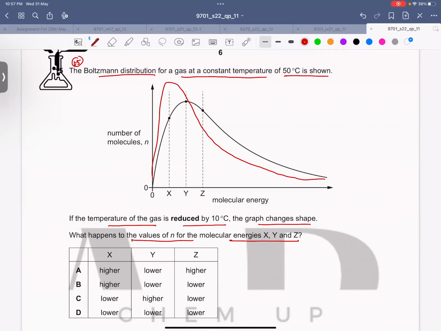At X, it would be higher. So C and D are eliminated. Actually, at Y, it obviously gets lower. So the shape would be like this. And at Z, it does not get higher, it gets lower. So A goes wrong, and B is our correct answer.